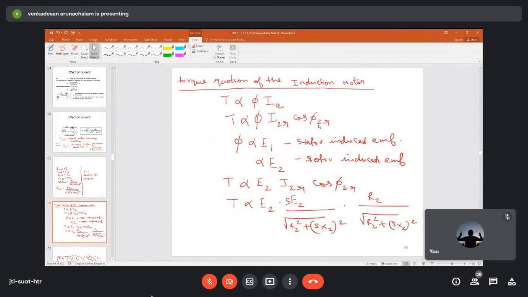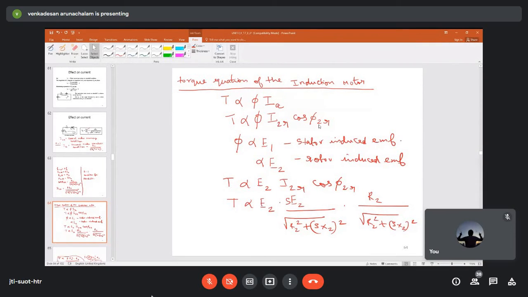So we studied the construction of induction motor, and then we studied the rotating magnetic field, synchronous speed, and the effect of slip on the rotor parameter. Now, as usual, we have to derive the torque equation of the induction motor, right?